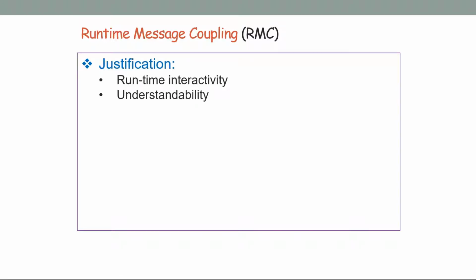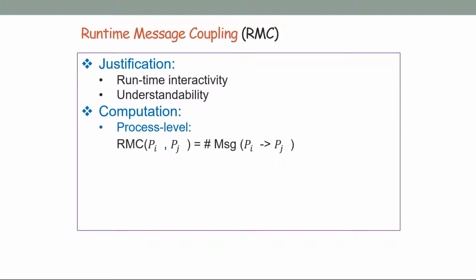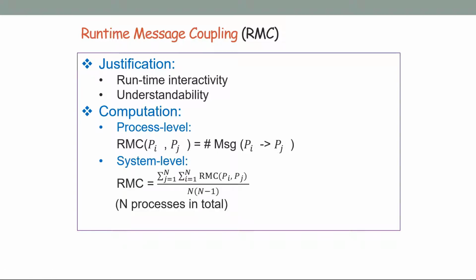I compute RMC at both process level and system level. The process level RMC between two given processes, PI and PJ, is the number of messages sent from one process to another process. Based on process level RMC, the system level RMC is the average of all process level RMC. So suppose there are n processes, I have n times n minus 1 interprocess pairs.